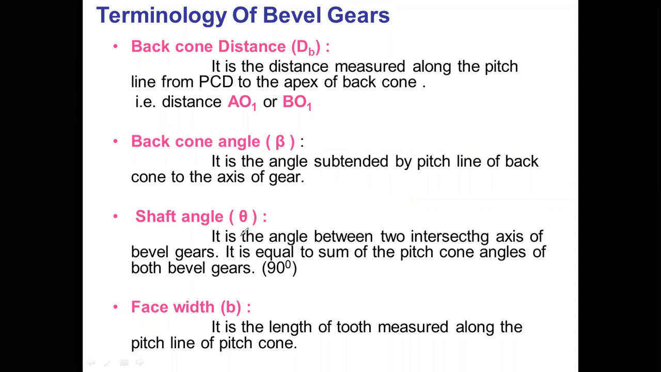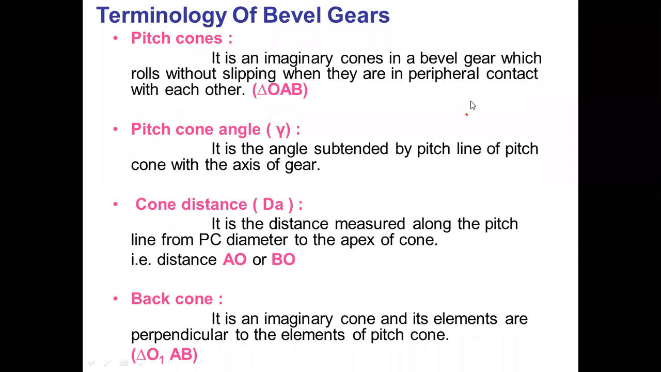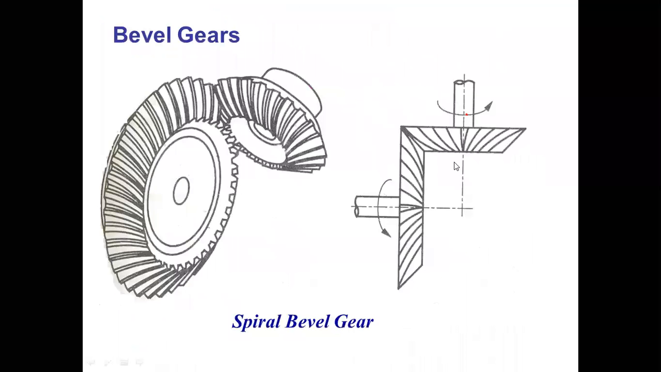What is shaft angle? It is the angle between two intersecting axes of the bevel gear. If we see this image, this is the axis of the gear and this is the axis of the pinion.